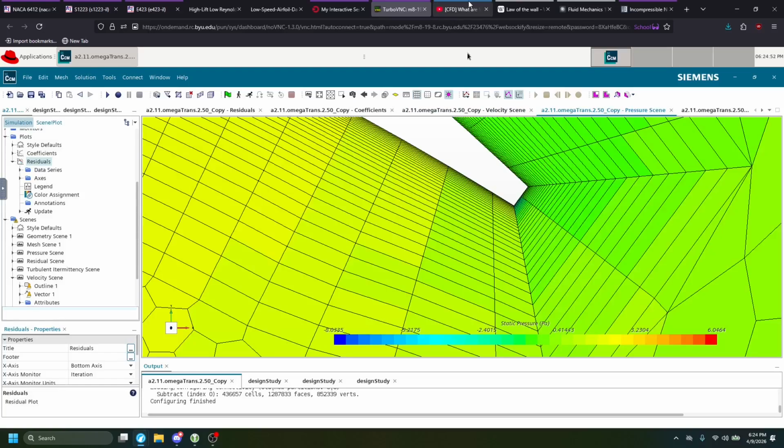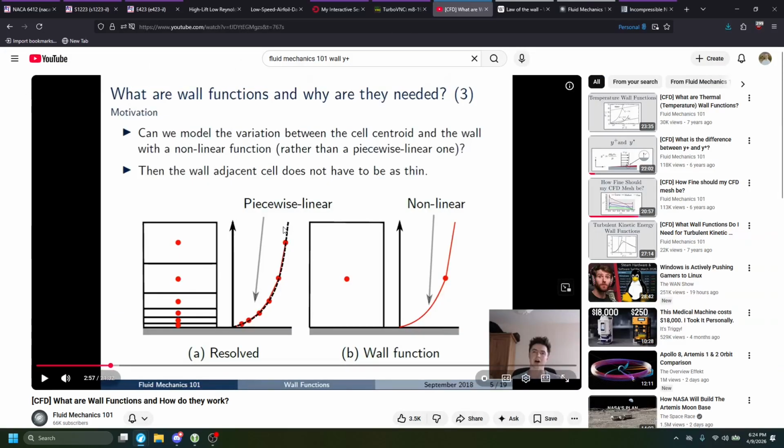values that we want. Now, what is a wall y plus value? If you want a 20-minute explanation, this video by Fluid Mechanics 101 is brilliant and does a great job going through what wall y plus is, how boundary layers form, and how CFD codes deal with all of this. But the short answer is wall y plus is the height of the wall here, or height of the cell at the wall, the very first cell. And what it does is it models the viscous sublayer.